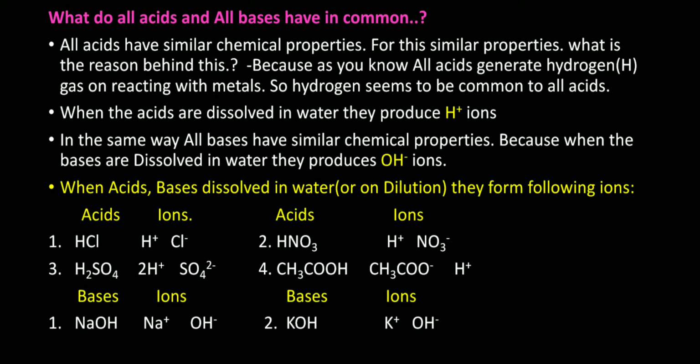In the formation of ions, there must be one positive ion and one negative ion. For example, hydrochloric acid, HCl, is an acid. When dissolved in water, it produces H+, the positive ion, and Cl-, the negative ion. H+ is the positive ion, which we can call the cation. Cl- is the negative ion, which we can call the anion.